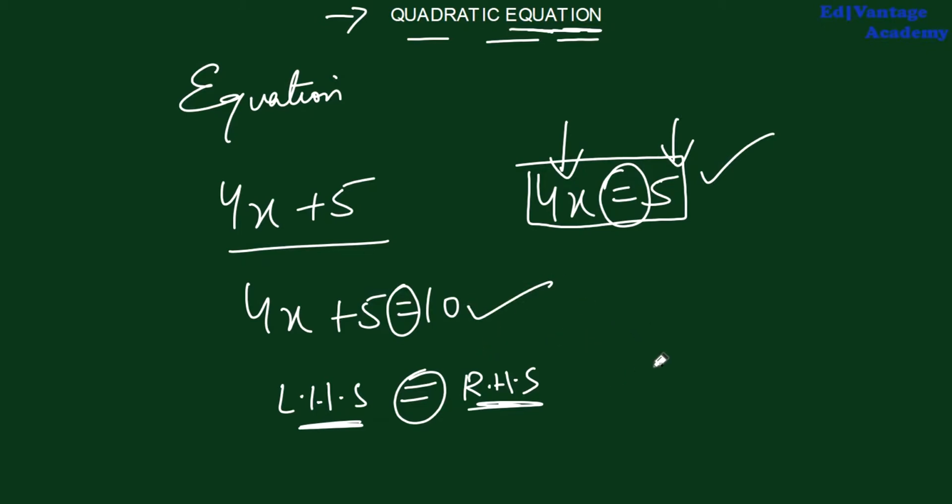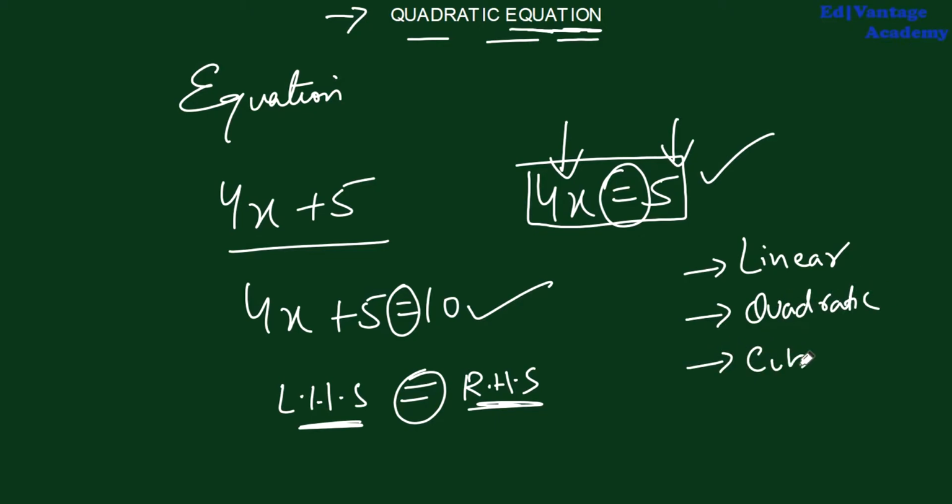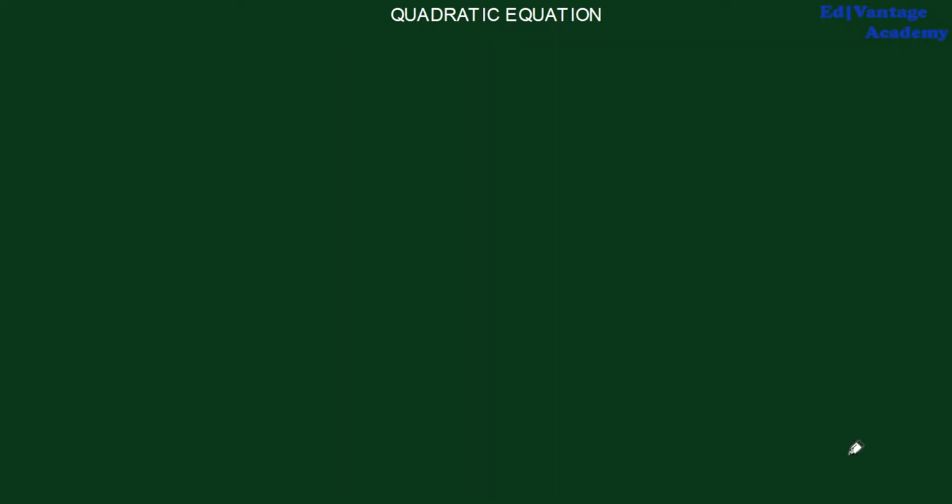Now you have different types of equations. You have linear equations, which you have studied earlier. You have quadratic equations. You have cubic equations, and so on. What is a linear equation, what is a quadratic equation, and what is a cubic equation? When we understand that, it gives us a clear picture of this chapter. So before quadratic equations, I'll just give you one example.